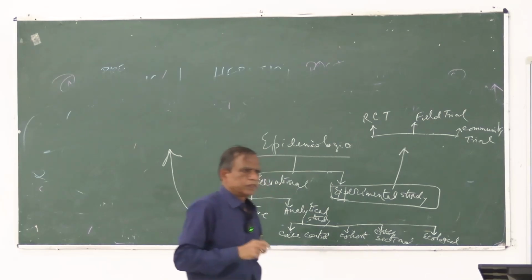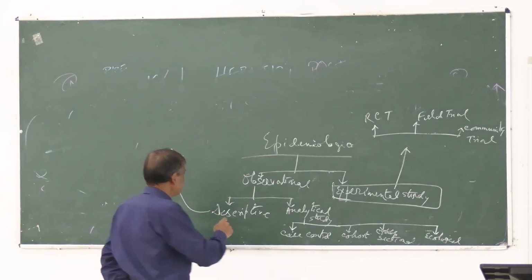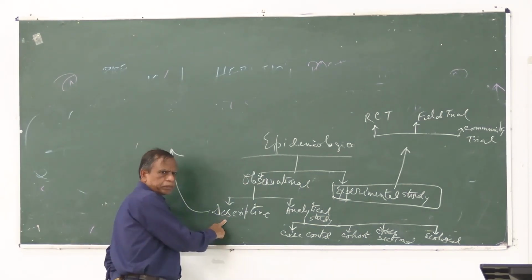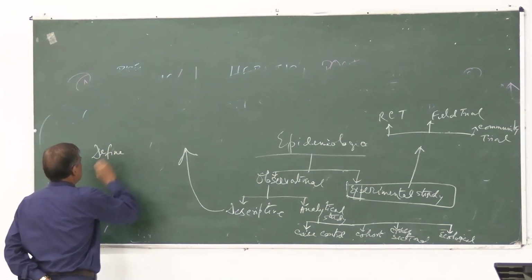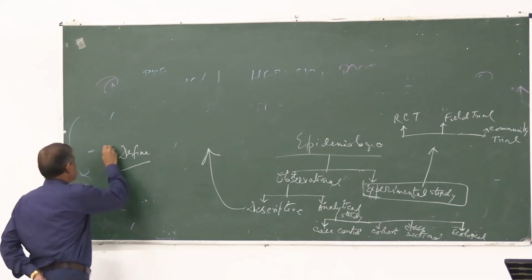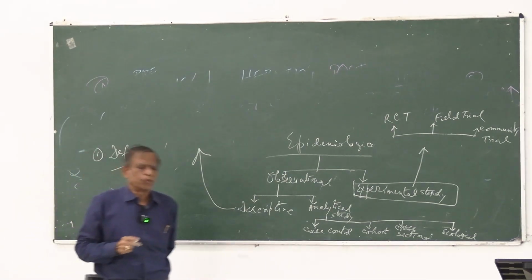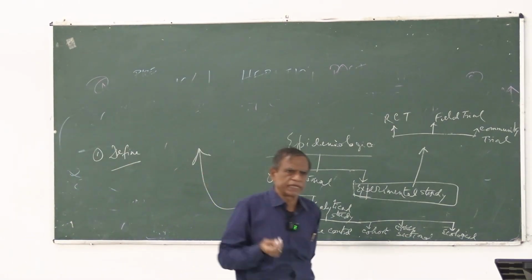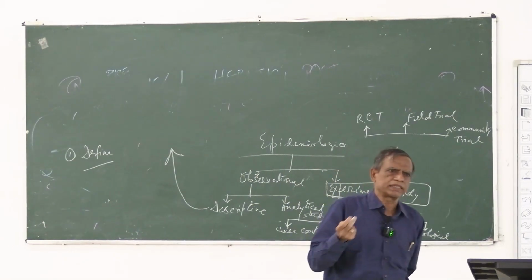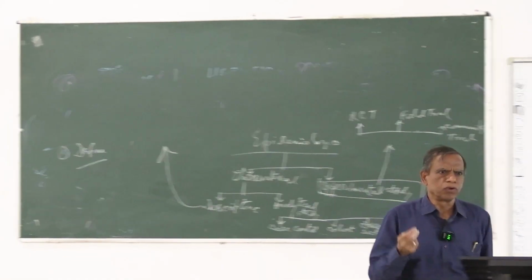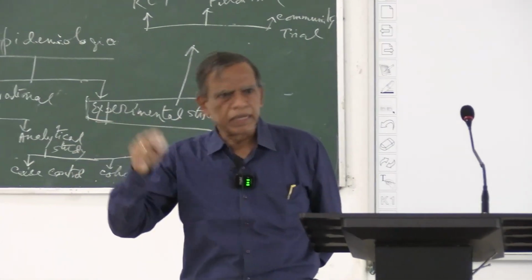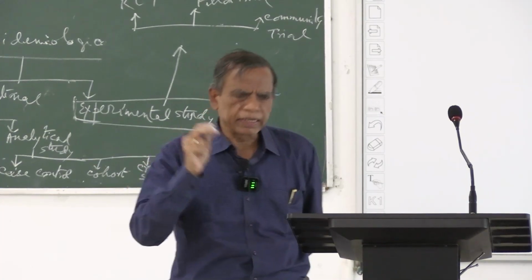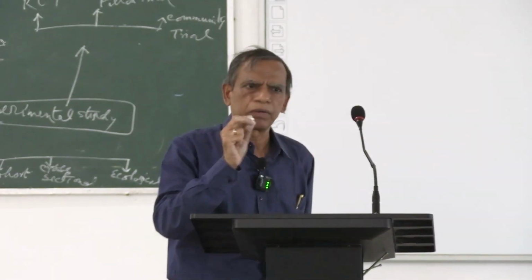So there are various steps for undertaking the descriptive study. First of all, you have to define the population. That means in which block or in which subcenter you are going to undertake this type of study. Because if you do not know the denominator, that means the area where you are working, you will not be able to calculate the rate.